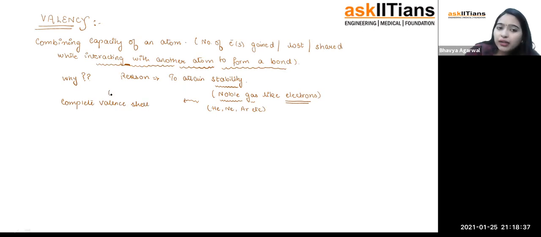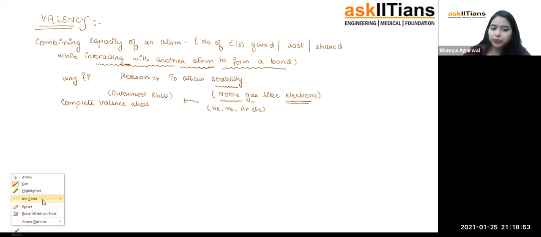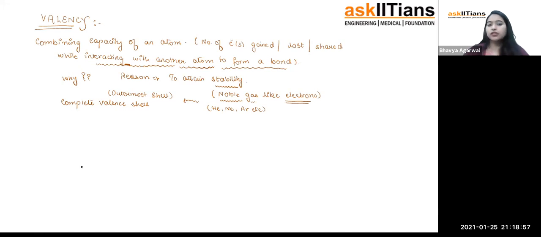What is a valence shell? Valence shell is the outermost shell. The noble gases have a complete outermost shell. Okay, so they have complete electrons, or the maximum possible electrons present in a shell.